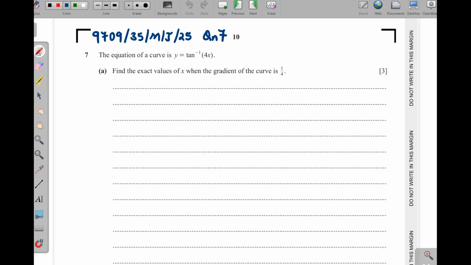This is Teacher Simon taking you through Pure Mathematics 3, paper 9709/35 for May-June 2025. And this is part 2 for questions 7 to 11. Question 7, the equation of the curve is y is equal to the arctan of 4x. Then part A, find the exact values of x when the gradient of the curve is a quarter.